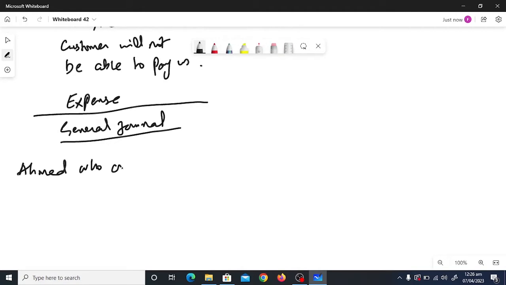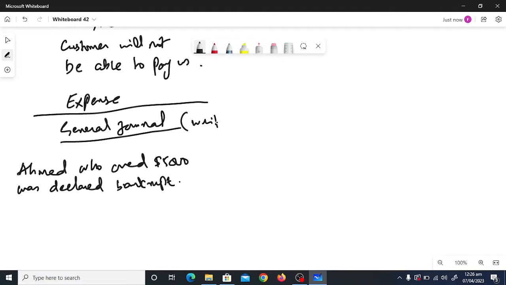What are the entries for bad debts, for recording a bad debt? Let's suppose it says: Ahmed, who owed $5,000, was declared bankrupt. This will be the statement which will be there in the examination. Excuse me for my writing, because I'm trying my level best to improve myself. Ahmed, who owed $5,000, was declared bankrupt.